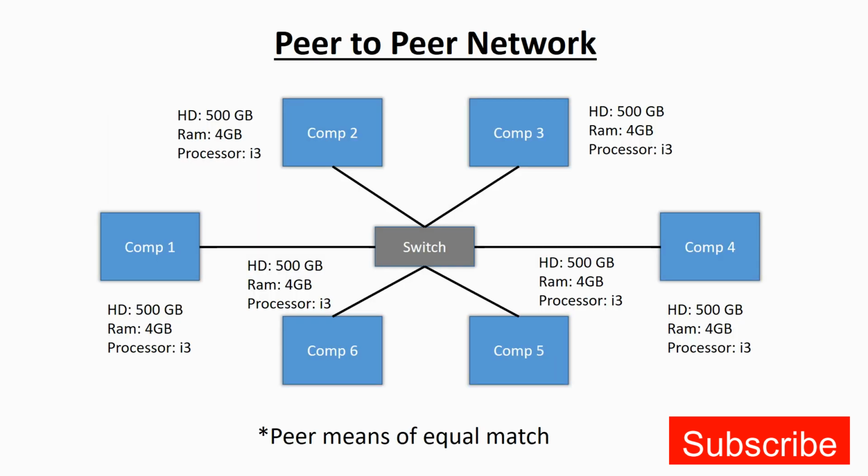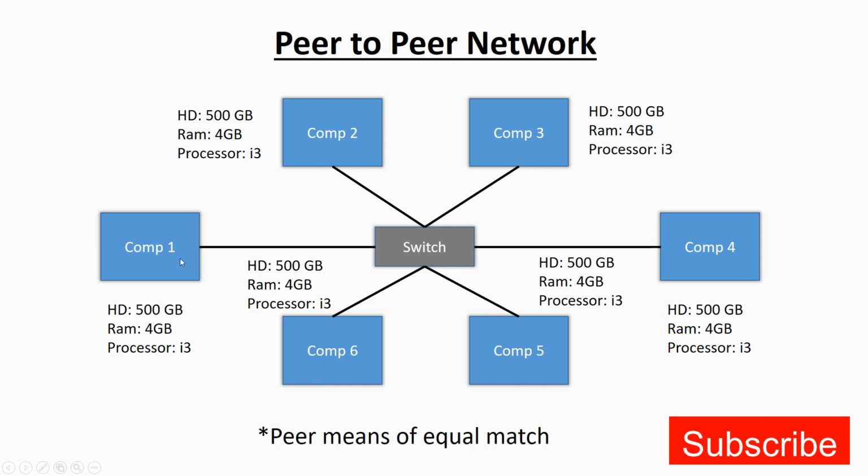So in a peer-to-peer network, for example, these are around 6 PCs, 6 computers, and these computers are connected with the help of a switch. Now this is a LAN network, a LAN peer-to-peer architecture. Peer-to-peer means of equal match. Peer means of equal match, which means that all these PCs, all these computers are almost all of equal match.